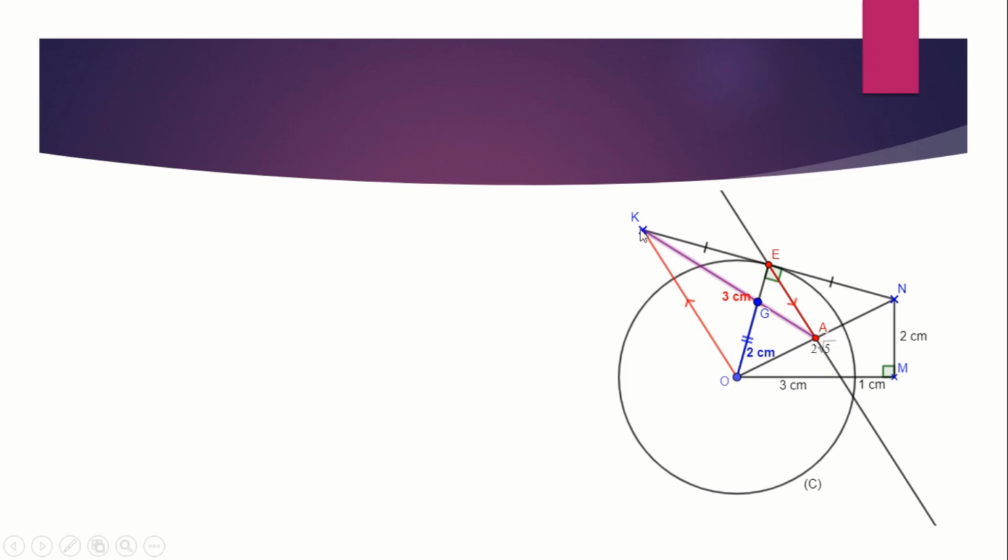Now, can't we say that KA is a median to ON? Well, if KA is a median, then KA should pass through the centroid, which is G. We have just proved it's the centroid. Therefore, in this case, we can say that K, G, and A are collinear.